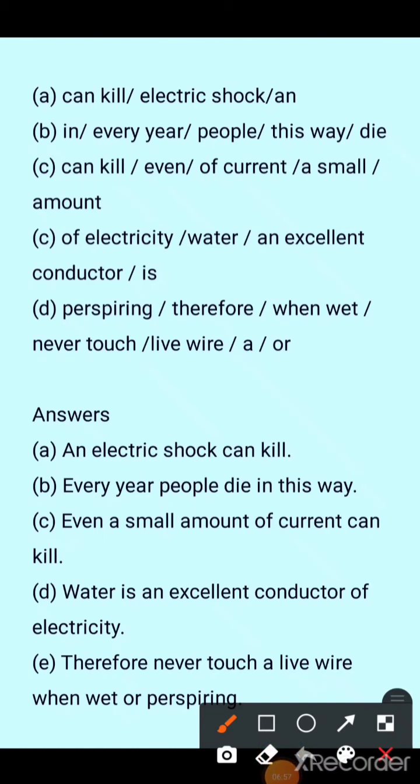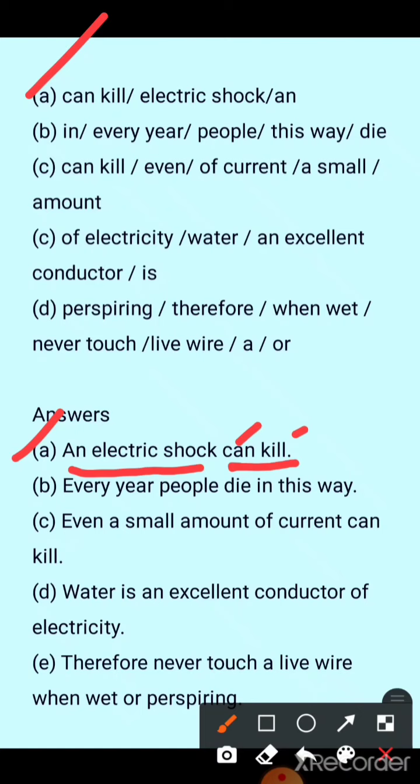Look at the examples over here. Let me discuss some other examples with you today so that you can understand sentence reordering. First, can kill, electric shock, these are the jumbled up words. How will you write it into a meaningful sentence? First, the subject, an electric shock, then comes the verb. Can kill. An electric shock can kill. Can is the helping verb and kill is the main verb. After that, give a full stop.